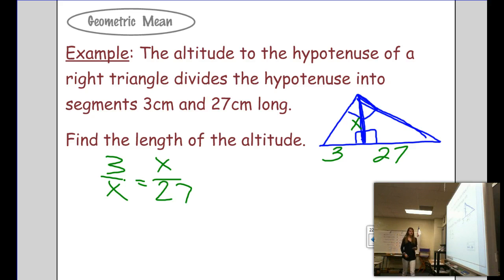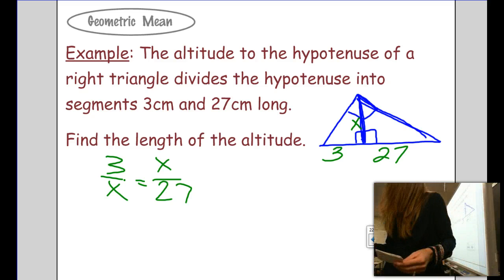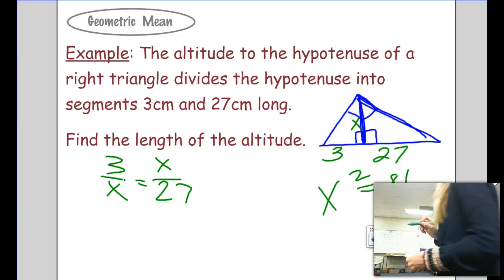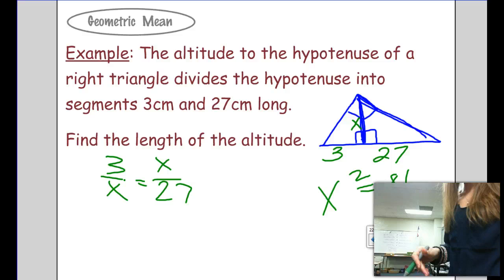Cross multiply. Austin, what do you get? Oh, another perfect square. Yay! Square root of 81. 9.